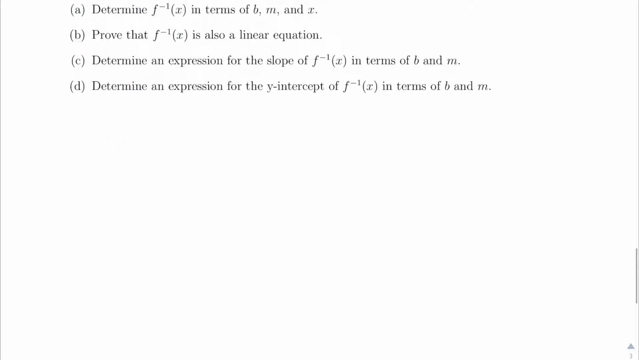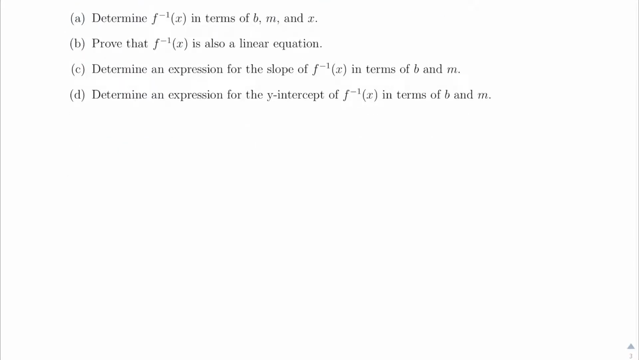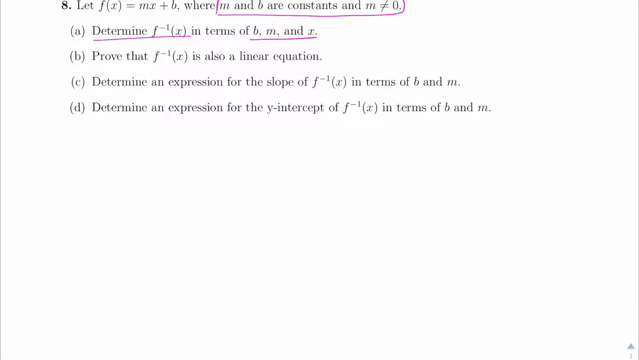All right, problem number 8 is a really cool problem that's definitely a challenge, but it's a problem that I really enjoyed writing, so hopefully you enjoy solving it. So let f of x be the equation mx plus b. So this is a general equation for a line where m and b are constants and m is not equal to 0. So this is some extra information that we're going to be using to solve the problem, and I'll try to emphasize where m not equal to 0 is important. So determine f inverse of x in terms of b, m, and x.